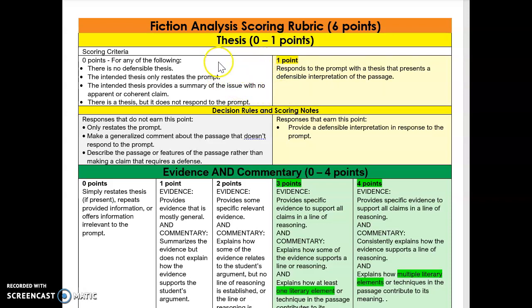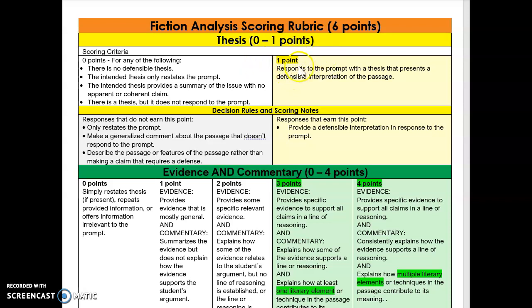So your thesis, we all know, is the most important part of your essay. However, you only get 1 point for your thesis. I know it sounds strange that you're only getting 1 point for the thesis, but basically when I say it's the most important part of the essay, that means that you can't do the rest of the essay without the thesis. So you need the thesis. Make sure you got your thesis, okay?